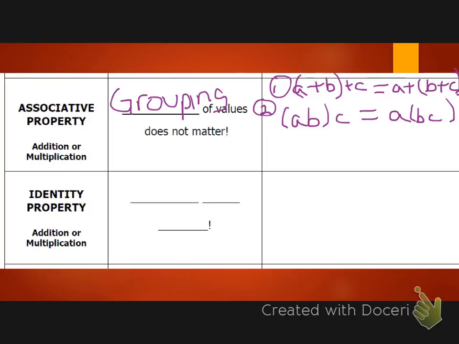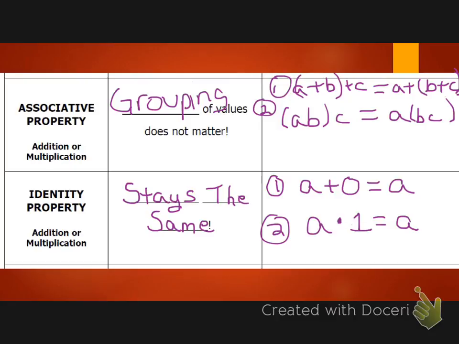Now the identity property, that's when things stay the same. It doesn't matter what you do, they're going to be the same value in the end as they are in the beginning. If you add 0 to A, you still get A. Just like 5 plus 0 is still 5. A times 1 is A, or like 5 times 1 is still 5. That's the identity property. It stays the same.